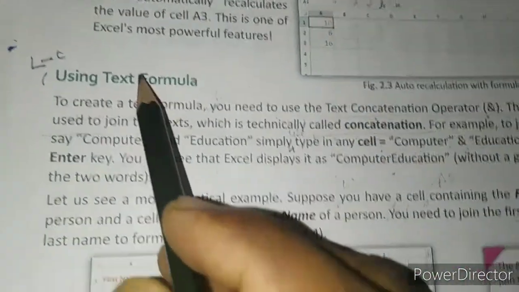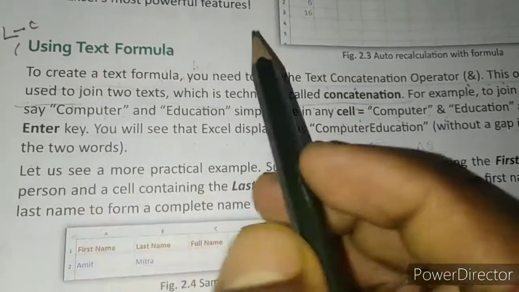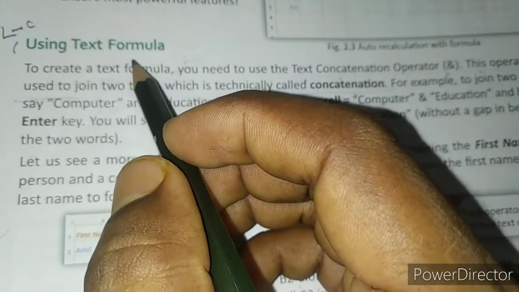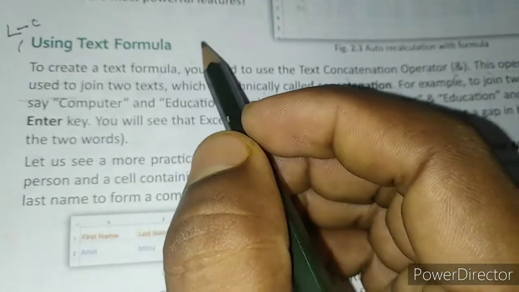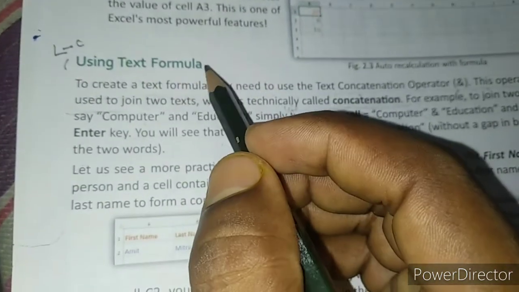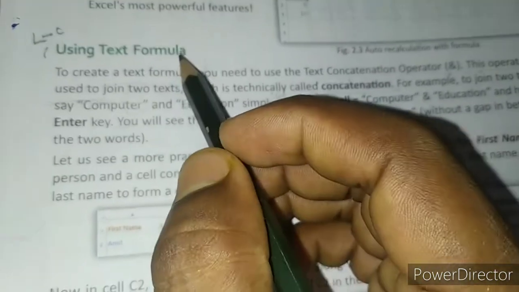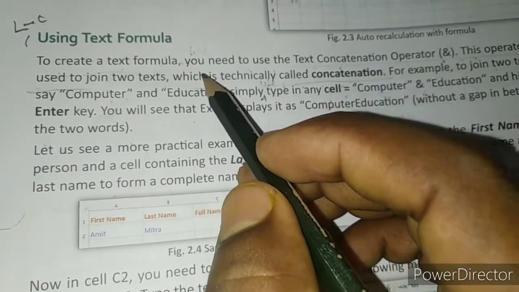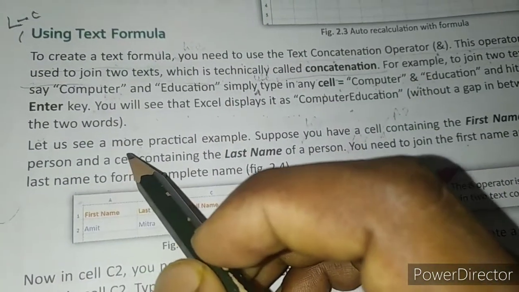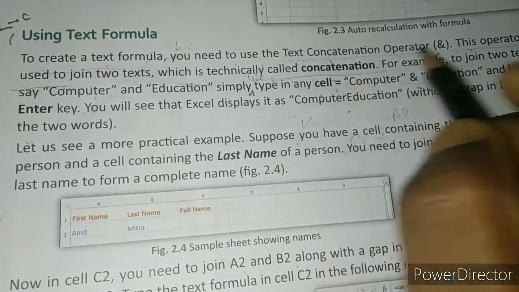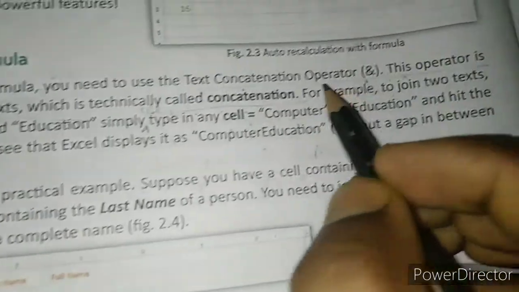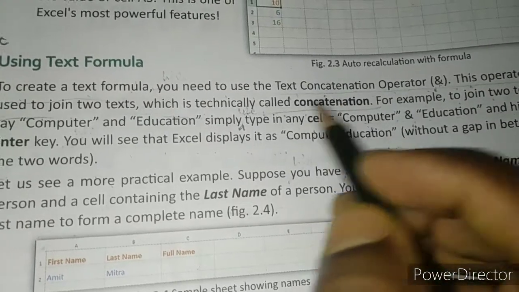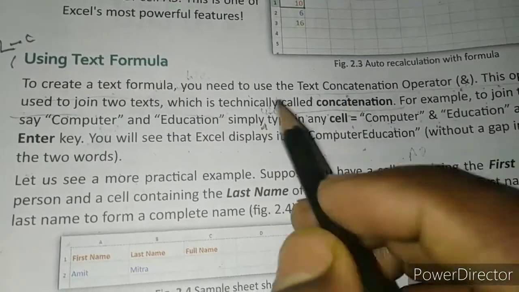Now we use two types of formula, text formula and numerical formula, right? A text formula is used to combine two words or two sentences. The text which has been written in two or more cells is combined by using a text formula, and for this the concatenation operator is used, which is AND, right, to join two words or two sentences and so on.